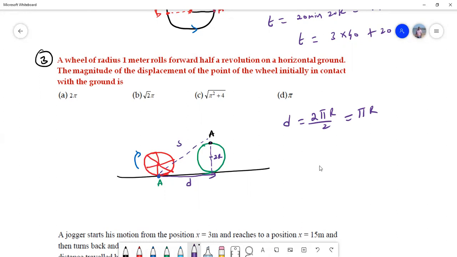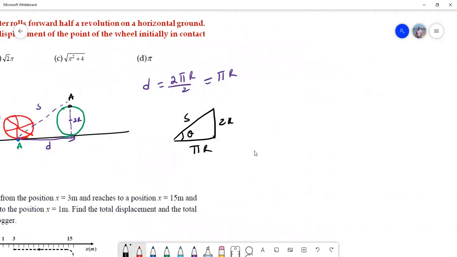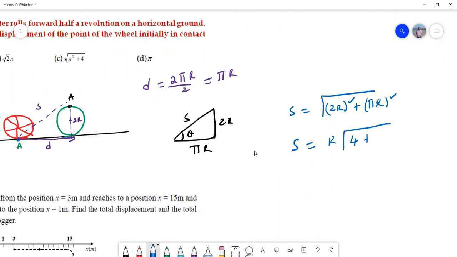Now we get a right angle triangle here. So this is 2r, the diameter of the circle, this is pi r, and this is S. You can calculate theta also, the angle can also be calculated from this. Now if you apply the Pythagoras theorem, S is equal to the square root of (2r) whole square plus (pi r) whole square. So S becomes r square root of 4 plus pi square.